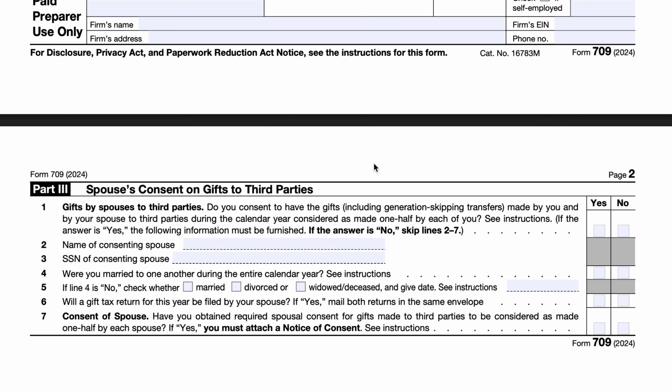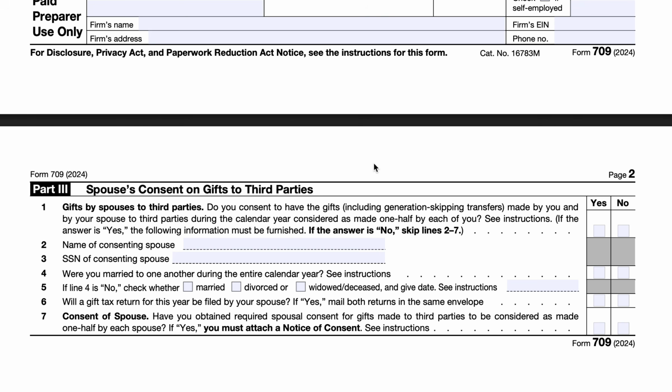Part 3, the amount that we consented to gift, right? So if you did consent to have gifts made by you and your spouse considered to be 1/2 by each of you, this is the concept known as gift splitting. Then Schedule A and Schedule D is applicable. You would, for a $50,000 gift, for example, each of you would claim $25,000 as a gift.